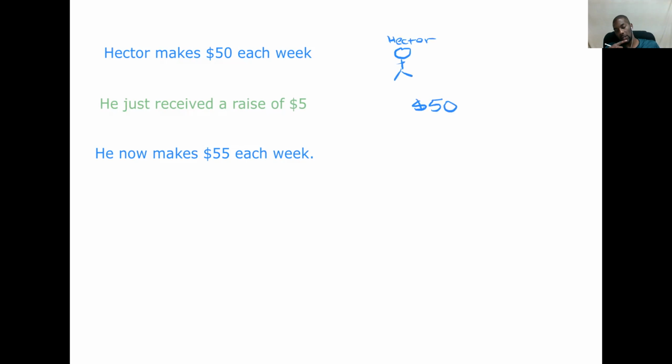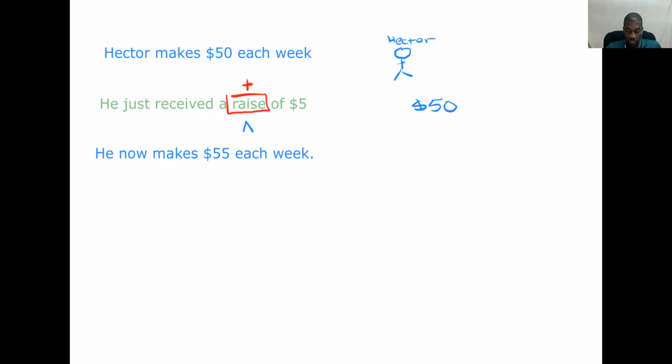Now this is interesting. How do I show, using numbers, that he received a raise? Well, let's see. When I picture the word raise in my head, I think of lifting, right? I think of going up. I think of getting bigger. If he's getting bigger in his money, if he's lifting up his money, increasing his money, well, doesn't that mean he's adding to it? Doesn't a raise mean he is adding? To rise, to raise? So adding is plus or addition.